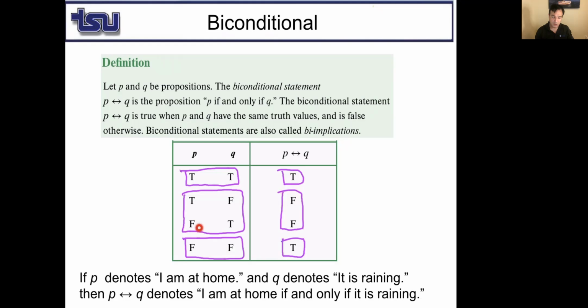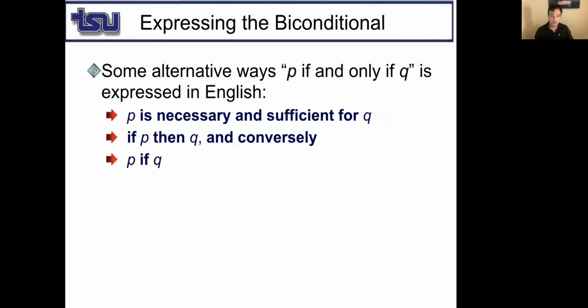If I am not home and it is raining, it also breaks a promise. But if I am at home and it is raining, it does not break the promise. If I am not home and it is not raining, it does not break any promise. So it is still what? True.